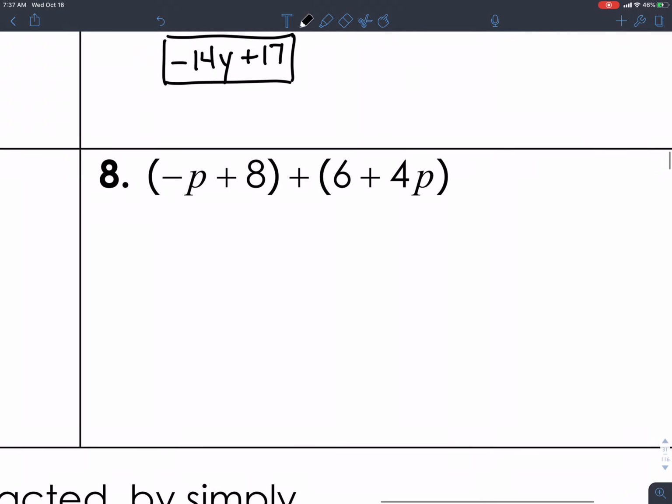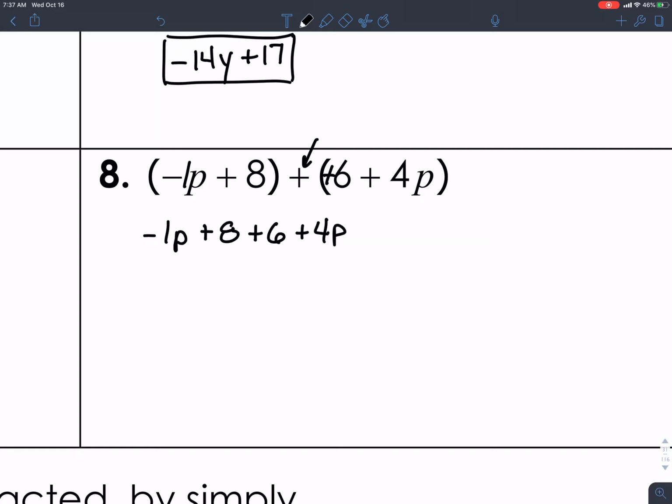Let's look at number 8. Again, we have that positive, so we're good. So we get rid of the parentheses in the first part, negative p. Oops, I kind of made a mistake. What am I missing in there? I'm missing a number. Negative 1p. Let's go ahead and write a negative 1p, positive 8, combining that with a 6. There's no sign, so it's a positive 6 and a positive 4p.